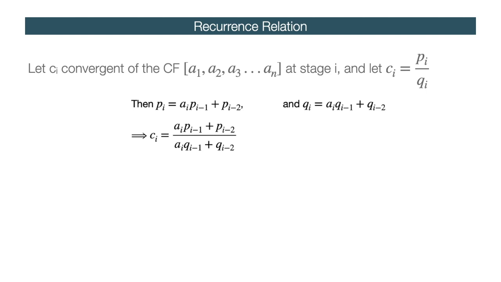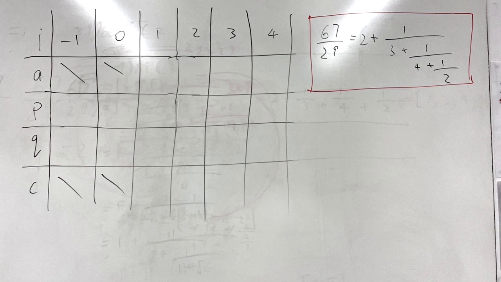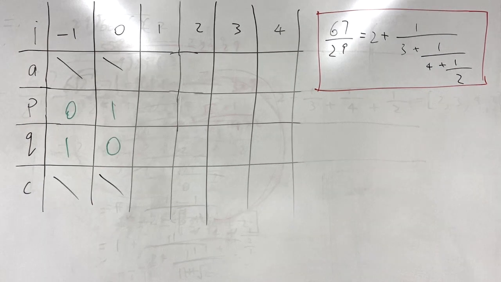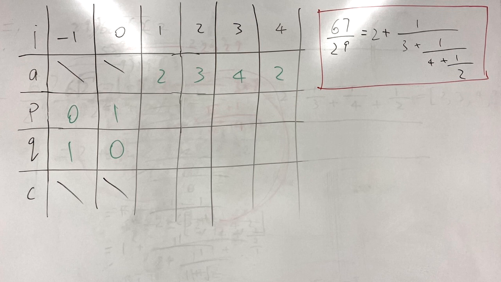This is listed here. We define the negative first and zeroth p and q to be 0, 1 and 1, 0 respectively. The best way to calculate convergents is to use a table. On the first column we have i, the partial quotients, numerators, denominators, and convergents. a and c don't have any values for minus 1 and 0. Then we put down the defined values for p and q and the partial quotients.